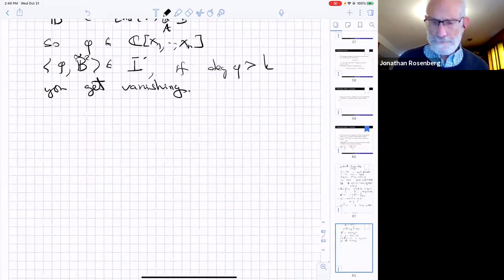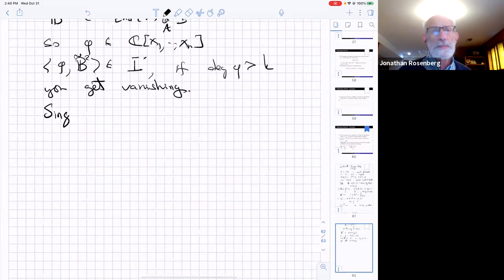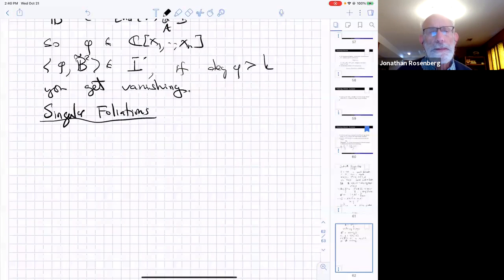Okay, so now we're going to go on to singular foliations. Of course, what you mean by singular foliation is, well, I guess it's not so ambiguous at this point. In the complex analytic world, it's very simple. It's just a coherent subsheaf of the tangent sheaf, which is integrable.